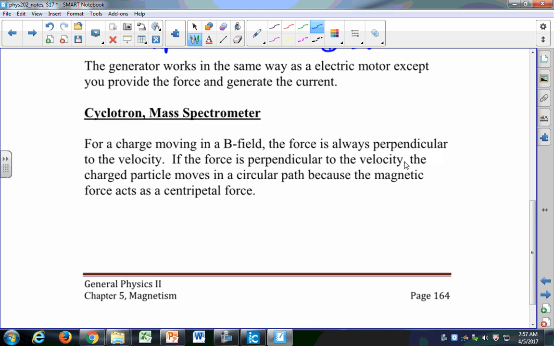All right, so let's also look at a mass spectrometer. We talked about this a little bit, but if I have a charge that's moving in a magnetic field, the force is perpendicular to the velocity. And if the force is perpendicular to the velocity, then the charged particle will move in a circular path. We talked about this last semester. It's the centripetal force. Centripetal force is perpendicular to the velocity, as it is with magnetic forces, which are always perpendicular to the velocity.